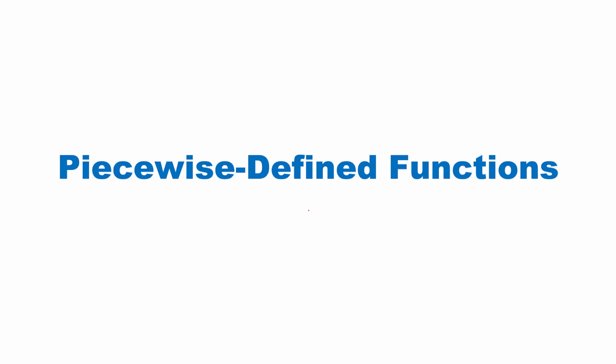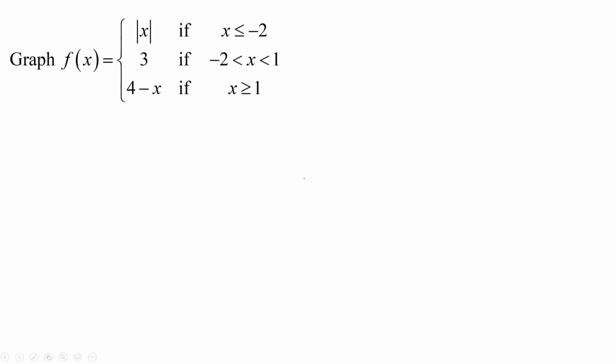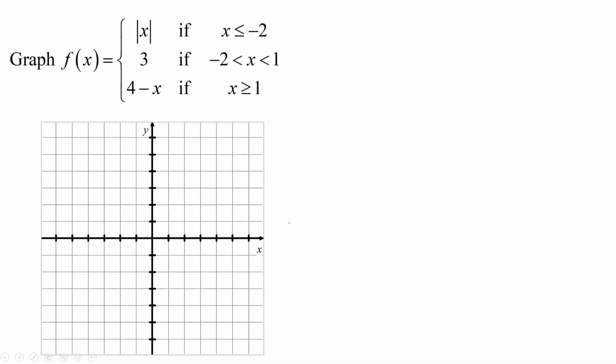Piecewise defined functions. We're going to use these parent functions to graph at least one of these. I'll do one and I'll let you try one on your own. So here we're going to graph the piecewise defined function f of x equals absolute value of x if x is less than or equal to negative 2, 3 if negative 2 is less than x is less than 1, and 4 minus x if x is greater than or equal to 1.